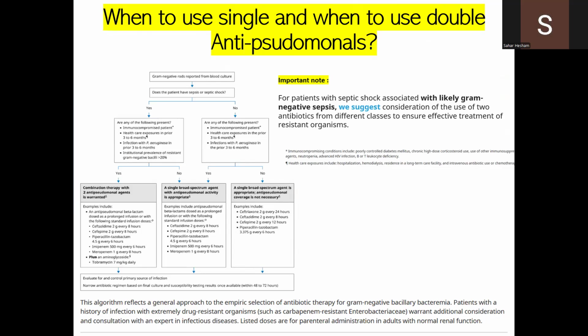When the infection control makes a prevalence study and calculates the prevalence rates for the resistance, if the prevalence for gram-negative resistance is more than 20%, then you should go for the double antipseudomonal. Okay, it's better to use an aminoglycoside as a second antipseudomonal rather than fluoroquinolones.